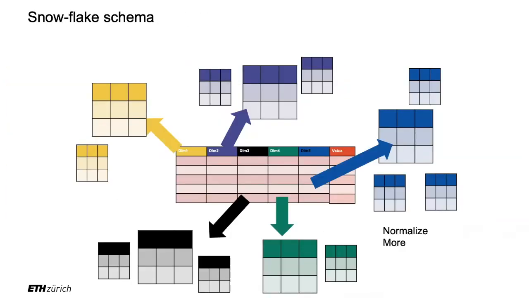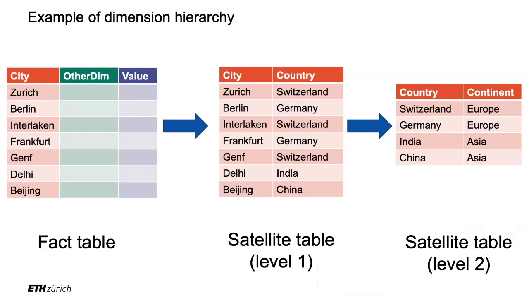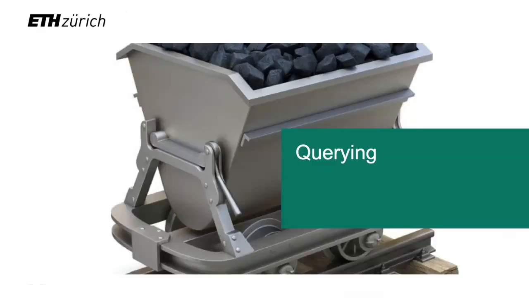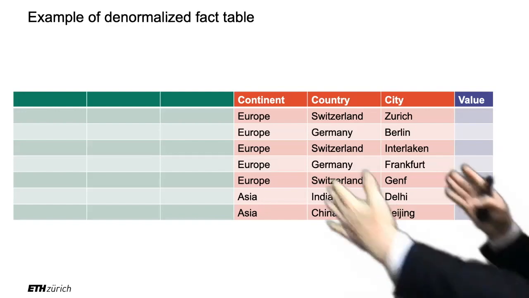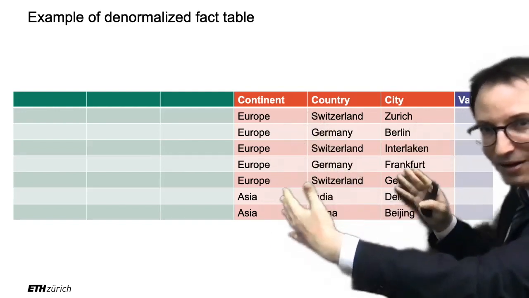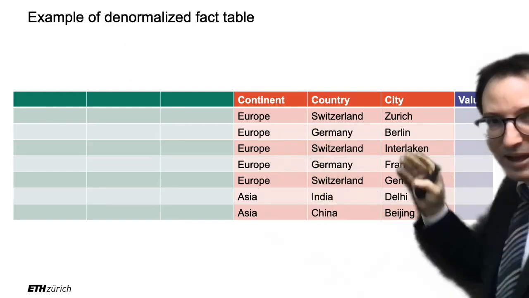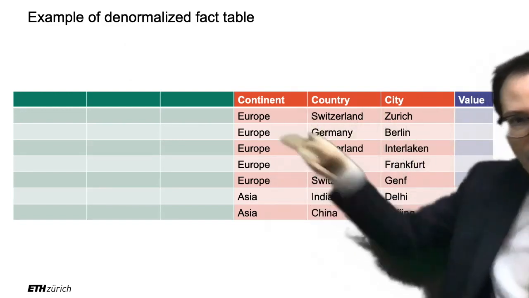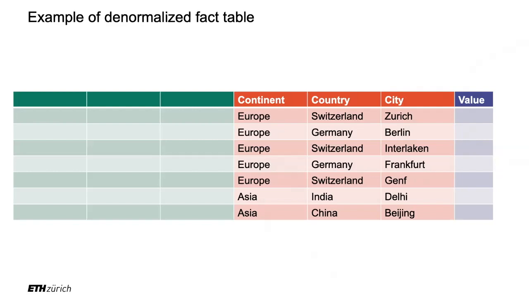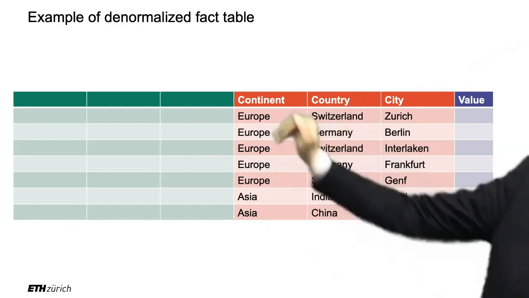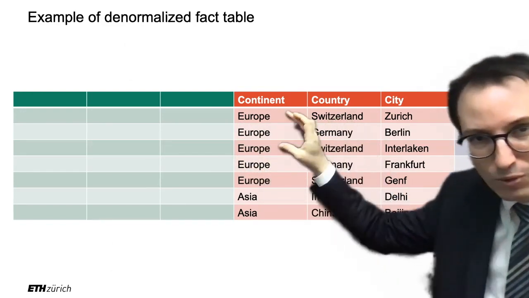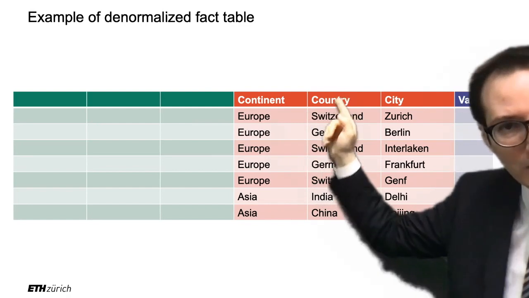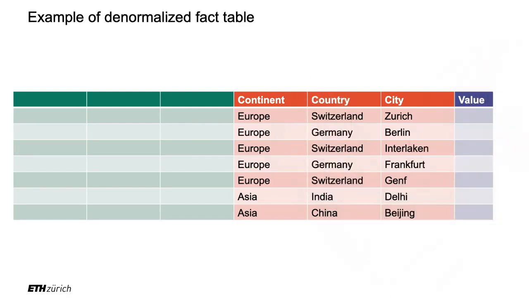If I take my example here of the normalized version, so this is my snowflake schema, and I denormalize it, this is what I get. This is now my fact table, but instead of having a single column for the where, I now have 3 columns, right? I have the city, the country, and the continent. And of course, you see the functional dependencies there, right? There is a functional dependency from city to country to continent, right? Because if I have the same country, Switzerland, it's always going to be Europe. So I have a functional dependency from country to continent.